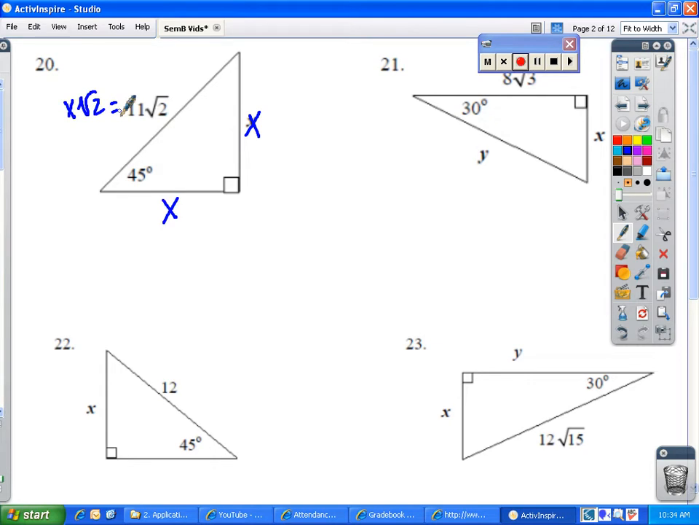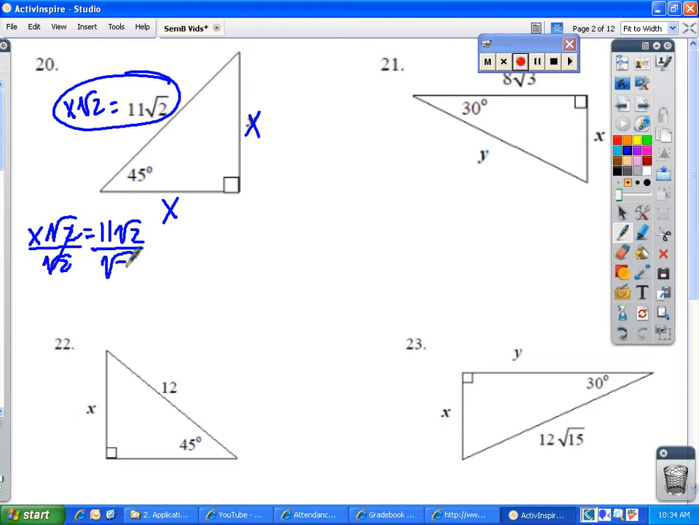Okay, so this is the only side we know both pieces of information in. So if x root 2 happens to equal 11 root 2, we can solve that equation if it doesn't come easily to you. But basically I'd be looking to solve for x, divide by the root 2 that's being multiplied by it, divide this by the root 2, and those cancel out, which would tell us that x would equal 11. So that's what x happens to equal.